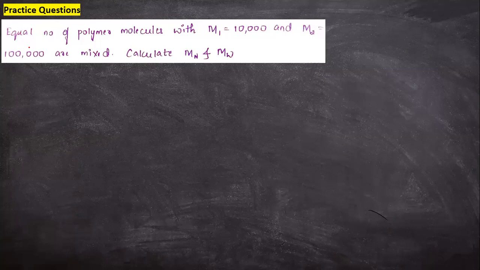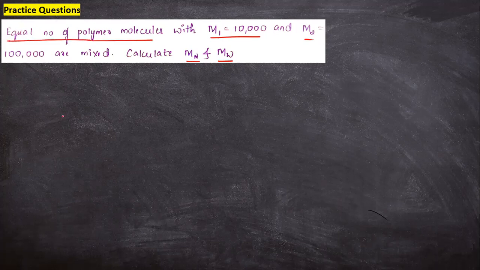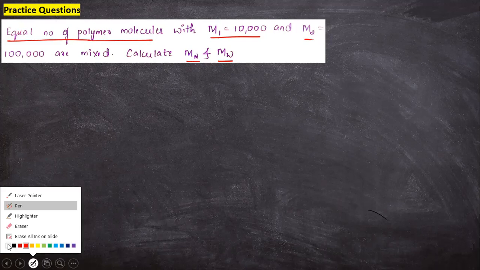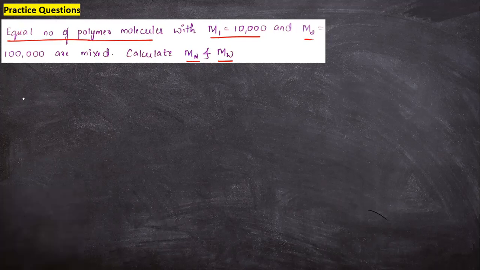So for the first question, they have given M1 and M2, that is molar mass. And they are asking us to calculate the number average molar mass and the weight average molar mass. One new thing they have given is an equal number of polymer molecules. Let's see that later. First, let us try to write the formula.